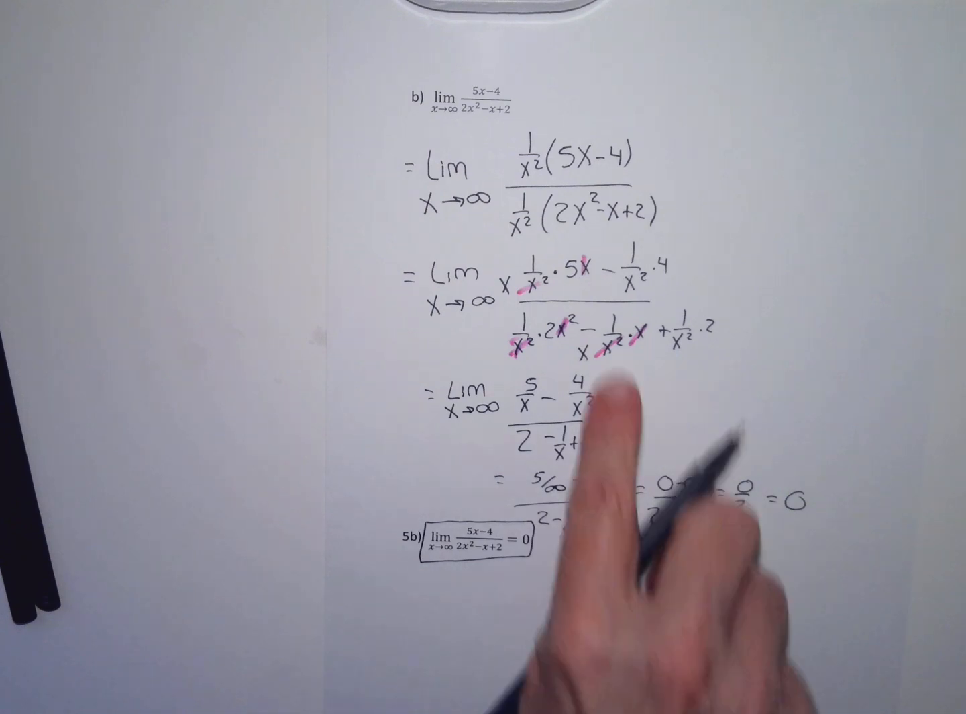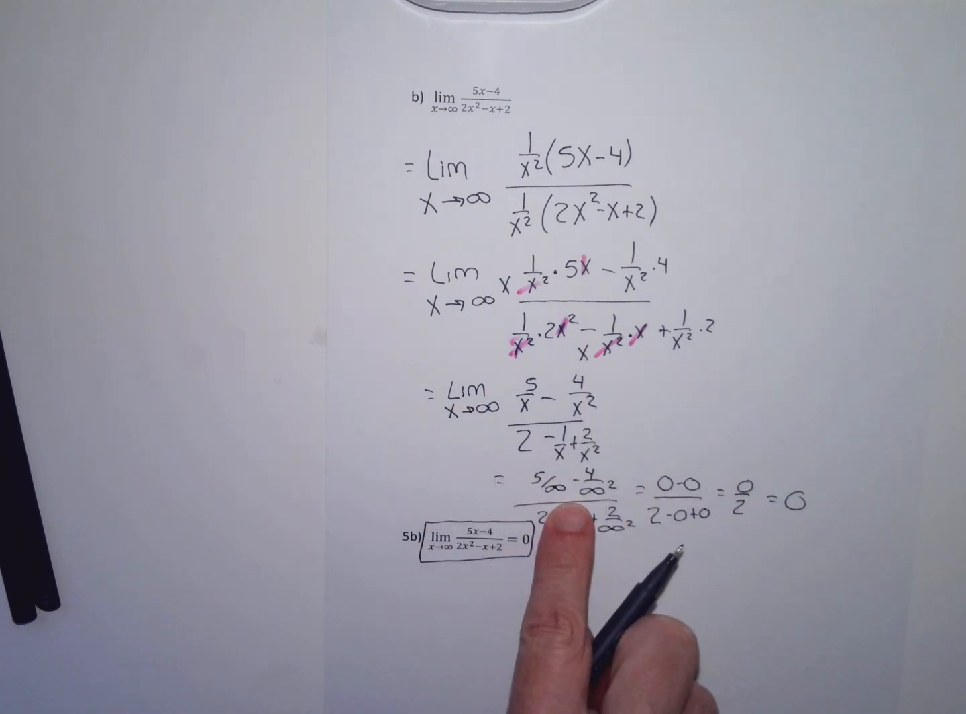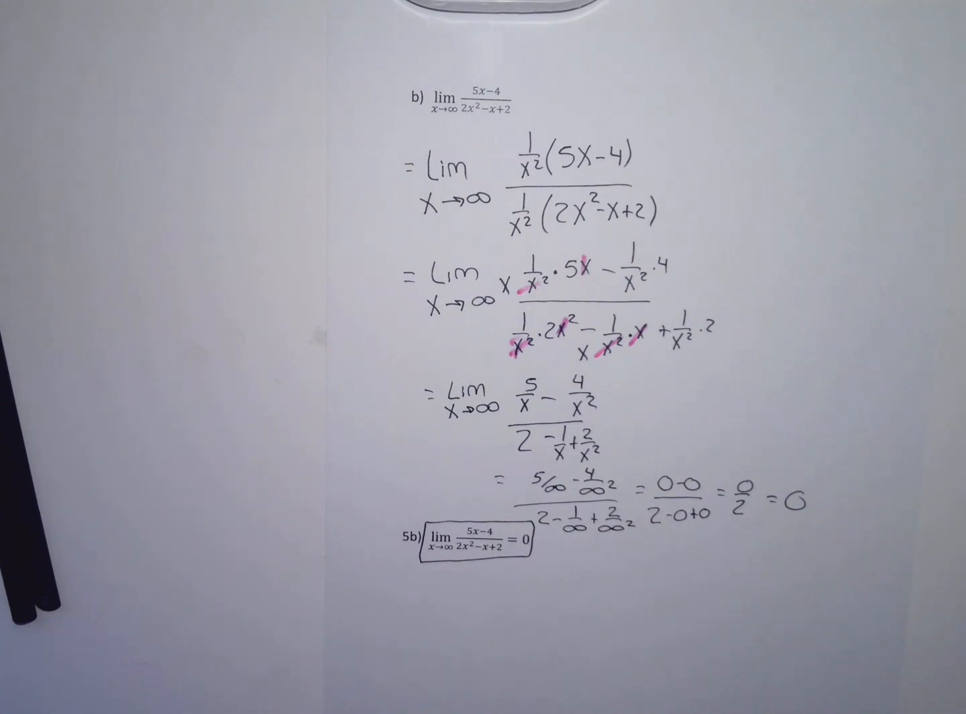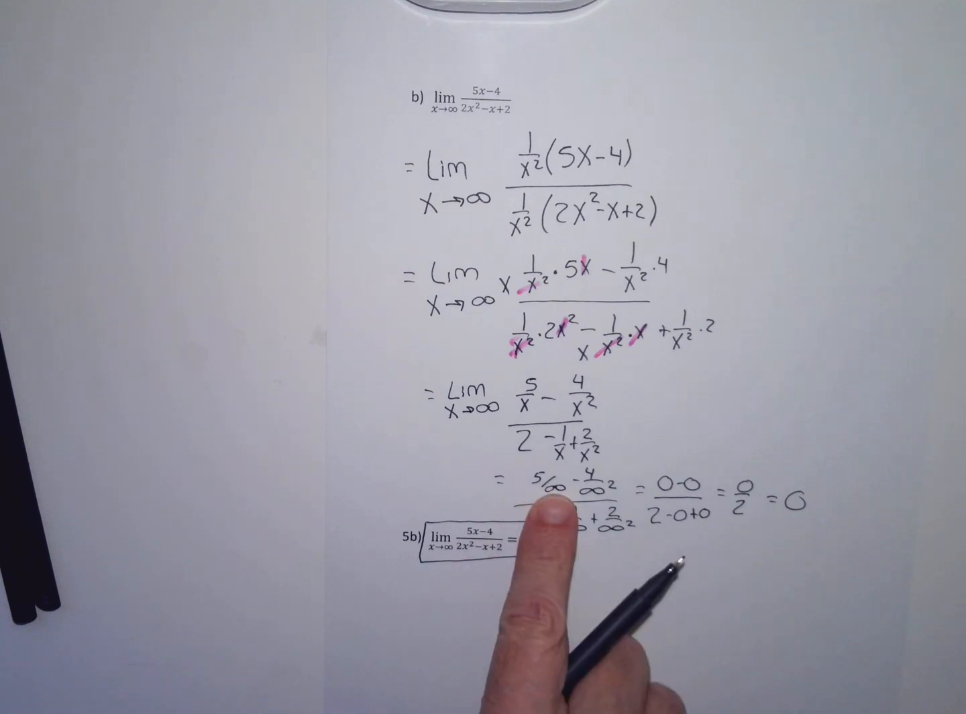Notice that when I plugged in infinity, I stopped writing the word limit. That's customary, that's correct. You always write the word limit until you actually plug the value in. And once you plug the value in, you stop writing the word limit.